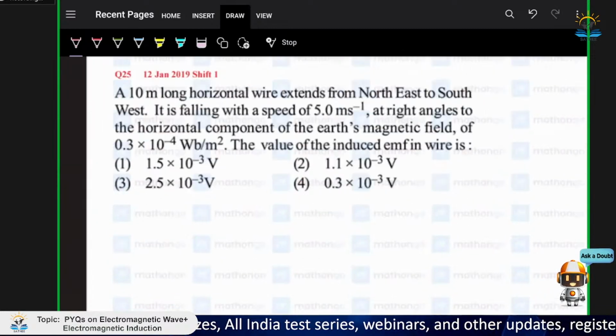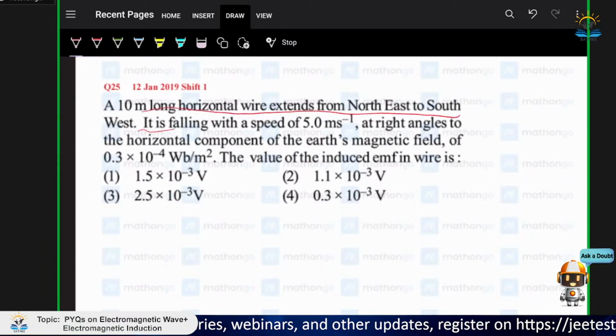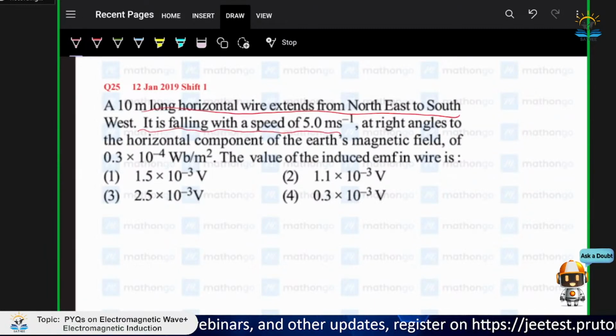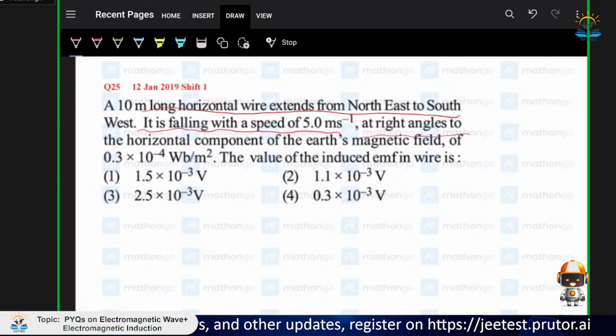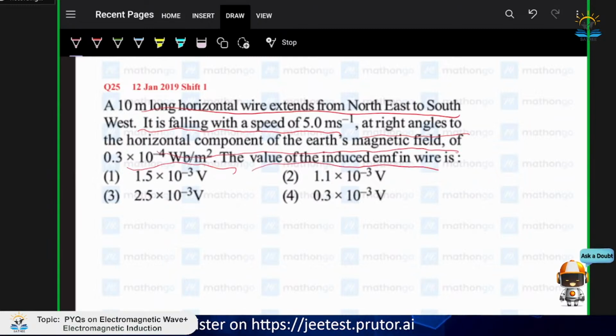Next, last question. A 10-meter long horizontal wire extends from northeast to southwest. It is falling with a speed of 5 meters per second at right angles to the horizontal component of the magnetic field of 0.3 into 10 raised to minus 4 Weber per meter square. The value of the induced EMF in the wire is how much?